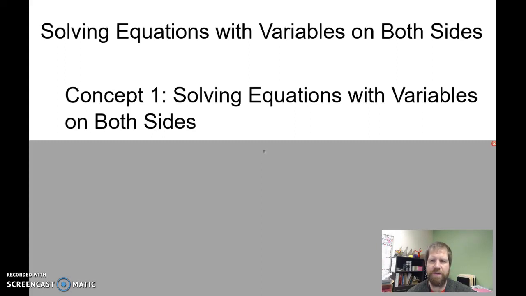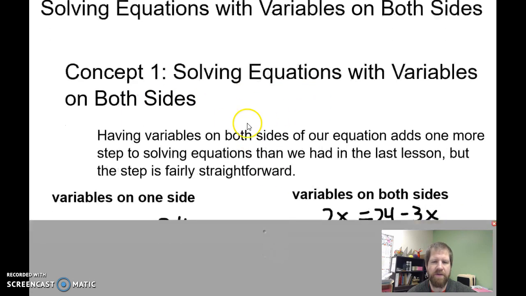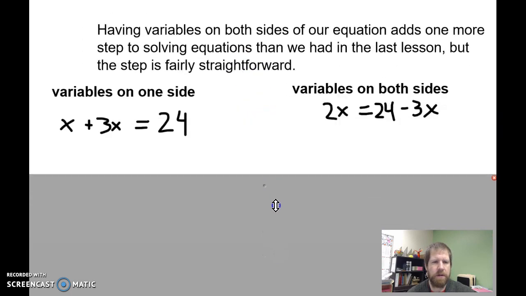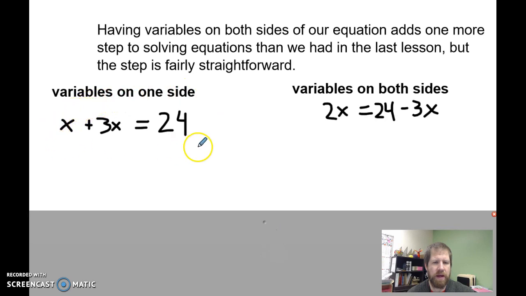Solving equations with variables on both sides. Alright, our first concept is that same thing. We're looking at equations where we have variables on both sides of the equal sign. If we look back at some of the things that we've been solving in this chapter previously, adding variables on both sides doesn't really change that much.